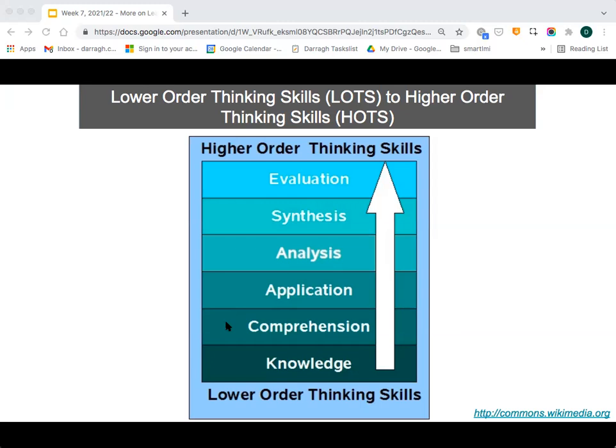Just FYI, synthesizing there might not mean what you think. In this reference, it's building a structure or a pattern from diverse elements. So pulling disparate, different information together to make something comprehensible.